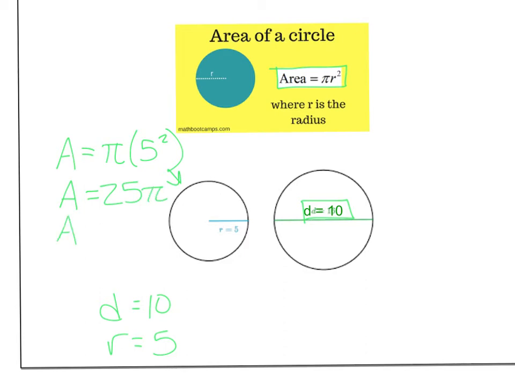And then you're just going to do that multiplication. So you can do 25 times pi or 25 times 3.14. So I'm going to do 25 times pi. And that's going to give me roughly 78.5. All right, and I'll leave that rounded to the nearest tenth.